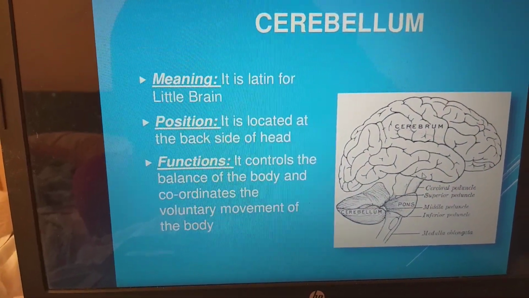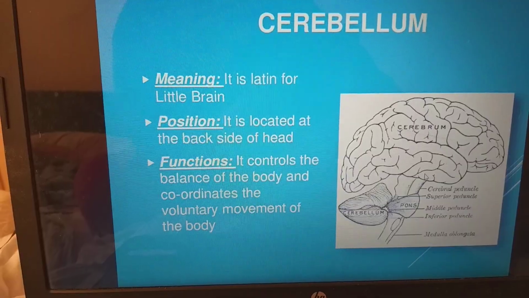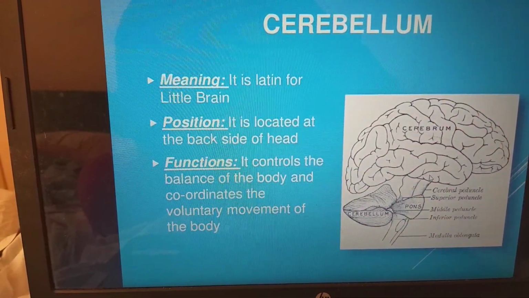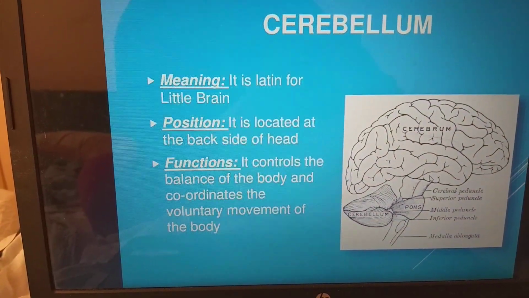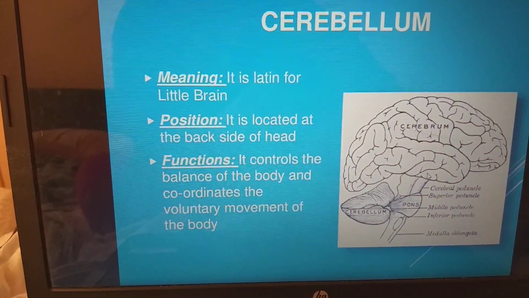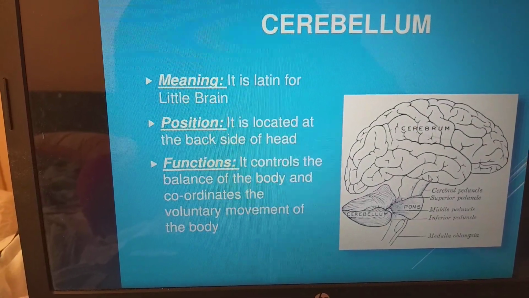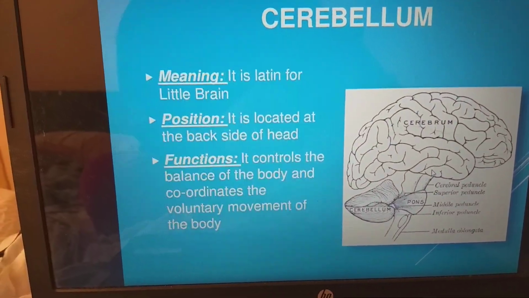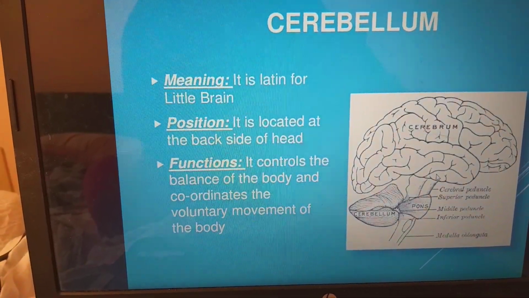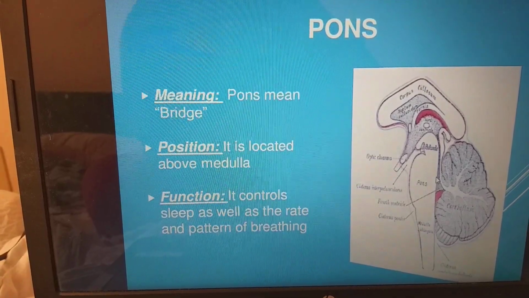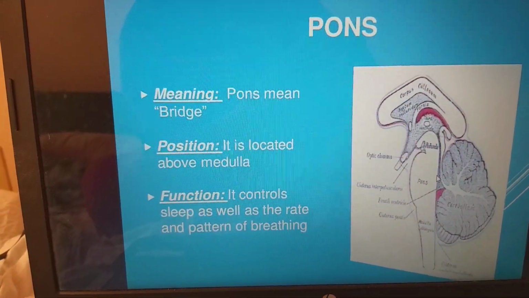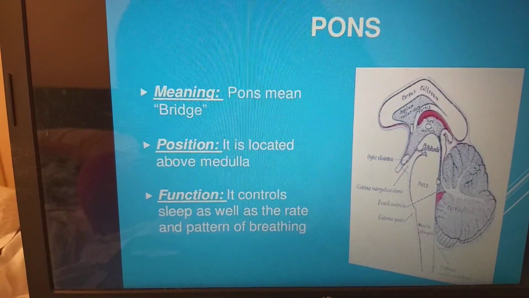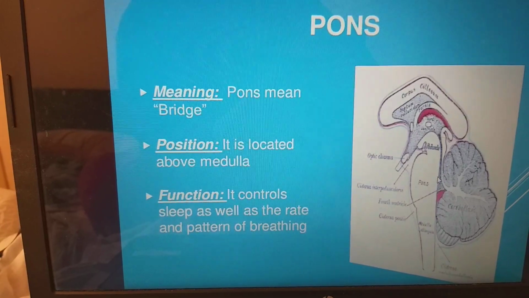Cerebellum, in Latin, means little brain. The position is on the back side of the head. Functions: it controls the balance of the body and coordinates the voluntary movements of the body. For example, while we are walking, both our left and right sides of the body have to be coordinated. So this coordination, balance, everything is controlled by the cerebellum. Pons. The meaning of pons is bridge. It is located just above the medulla oblongata. Functioning: it controls sleep as well as the heartbeat and breathing pattern.